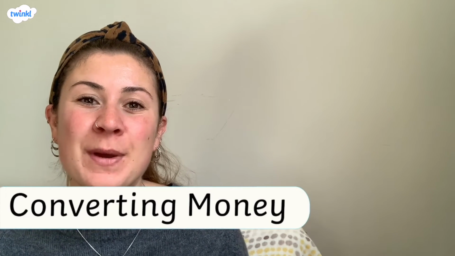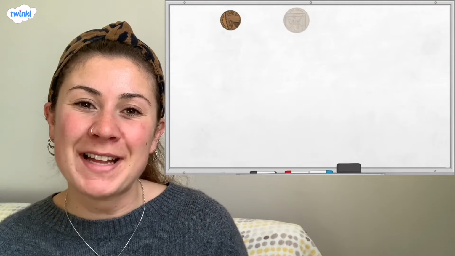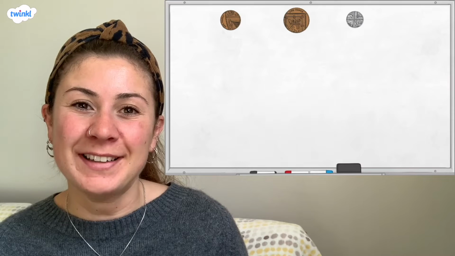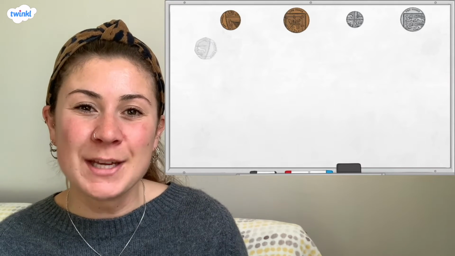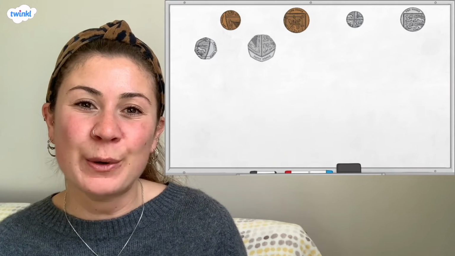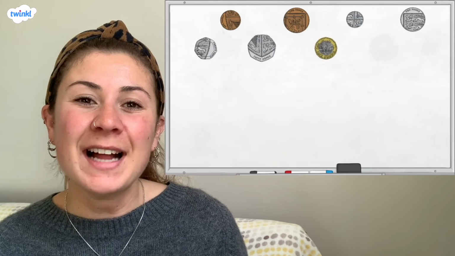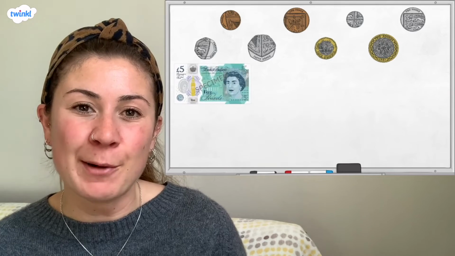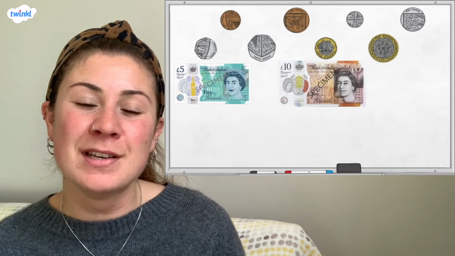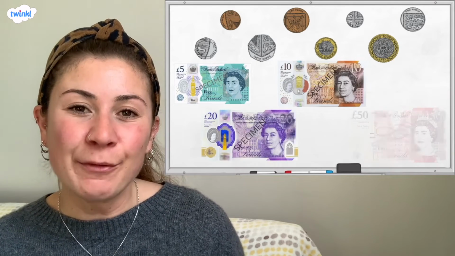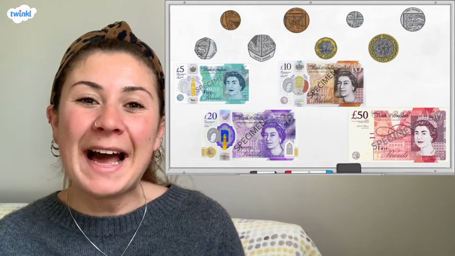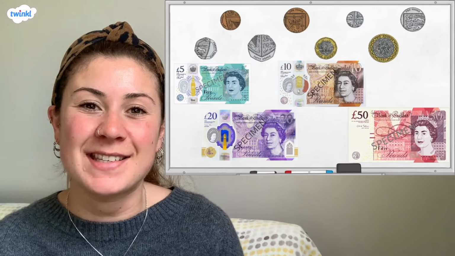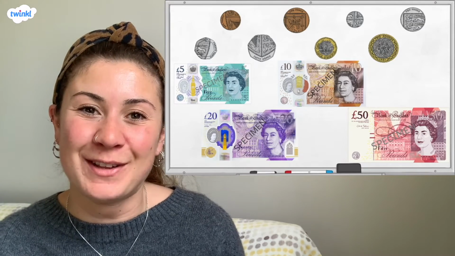In England, we use the following coins: 1p coin, 2p coin, 5p coin, 10p coin, 20p coin, 50p coin, £1 coin, and £2 coin. We also use notes such as a £5 note, £10 note, £20 note, and £50 note. It can be helpful to understand how to convert between pounds and pence. Let's take a look at how to do this.